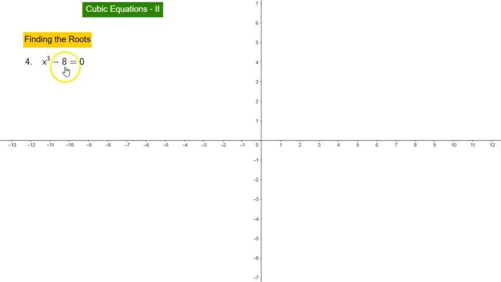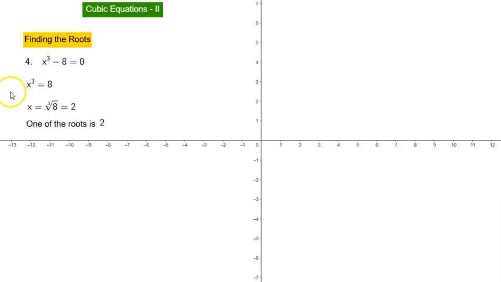Now we have x cube minus 8 equal to 0. So x cube equal to 8 and x is equal to cube root of 8, which is equal to 2. So one of the roots is 2. Remember, this is a cubic, which means there will be 3 roots. We have found only 1, but it doesn't seem like we would be able to find the other 2 roots.